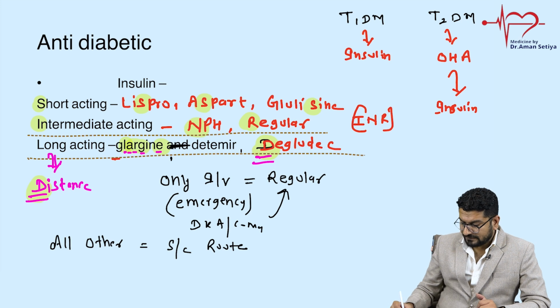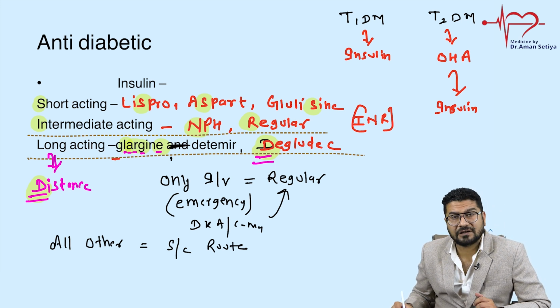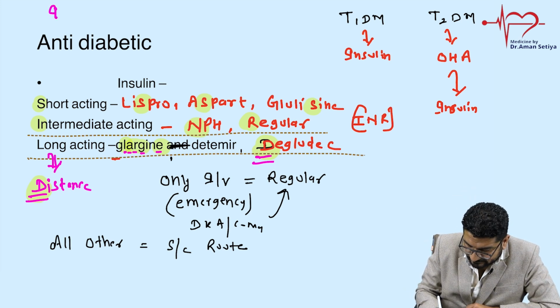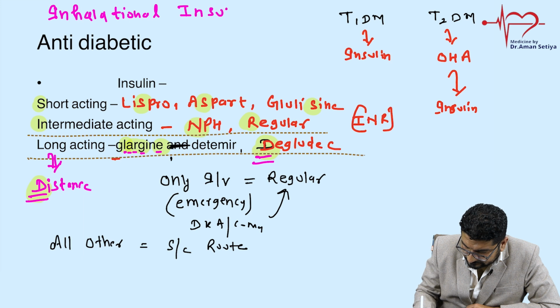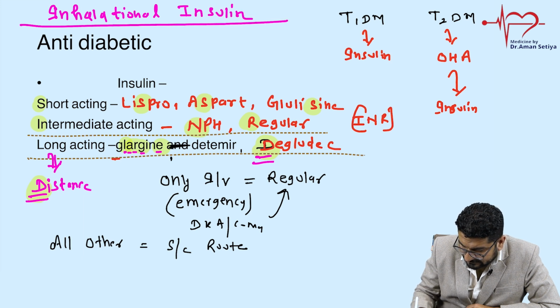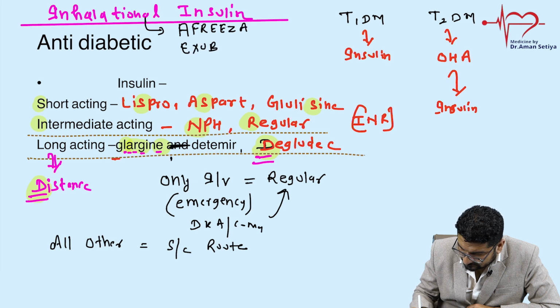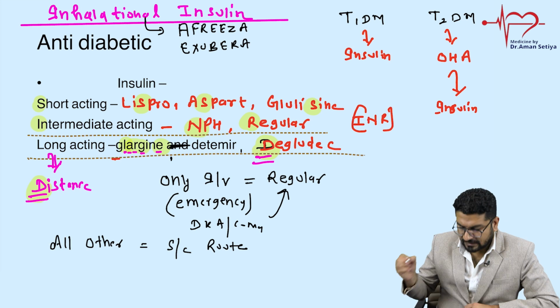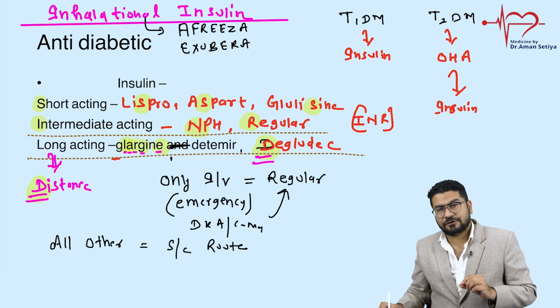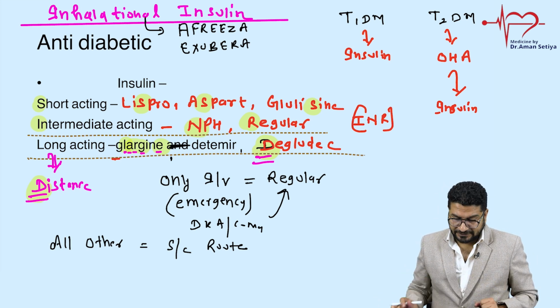Nowadays we have a new type of insulin which we call inhalational insulin. Inhalational insulin means these are available in powder form. We have drugs like Afrezza and Exubera. Afrezza and Exubera are inhalational insulins, in powder form. So this is about the insulin that you should know.